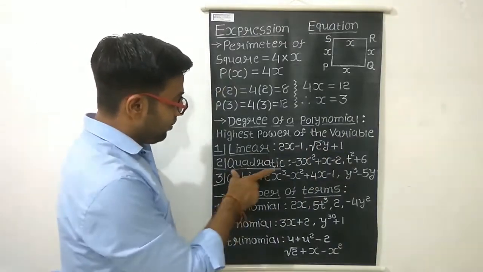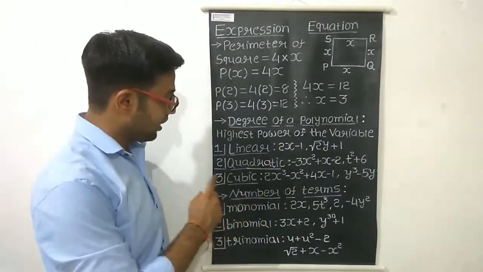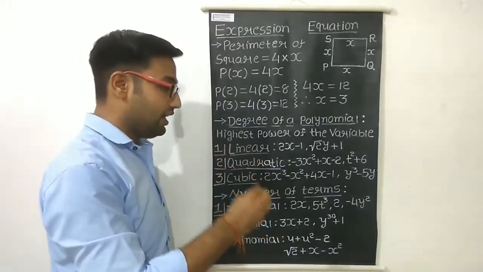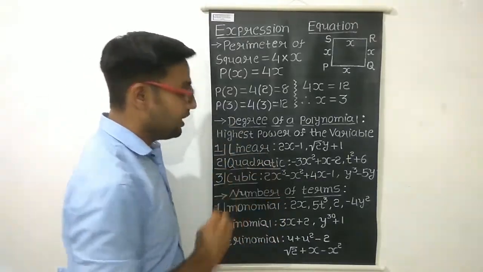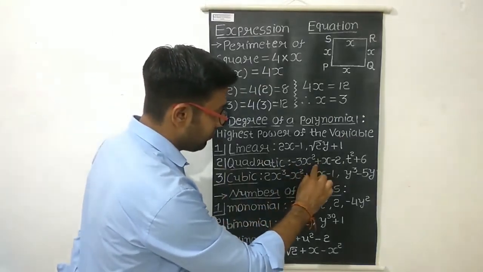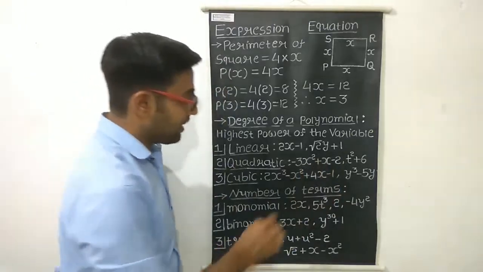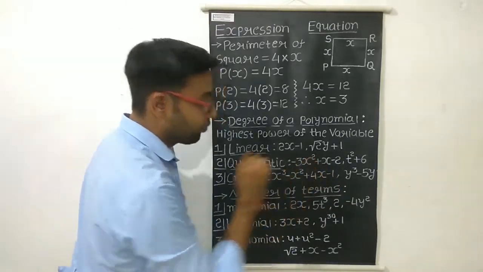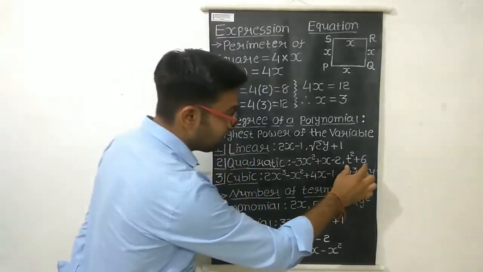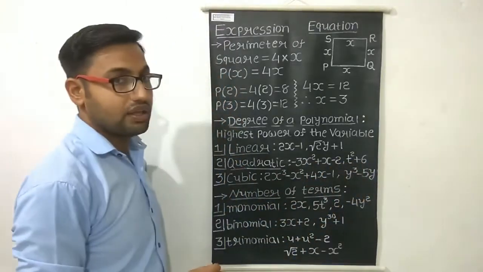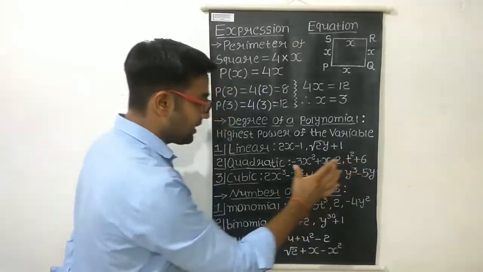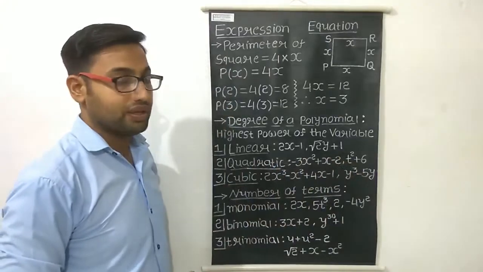Now, quadratic polynomial. What is called a quadratic polynomial? If the degree of a polynomial is 2, then that kind of polynomial is called a quadratic polynomial. See the examples. 3 minus 3x square plus x minus 2. The maximum power of variable x is 2. That is why the degree of this polynomial is also 2. Another example is t square plus 6. The maximum power of the variable is 2. That is why these two are examples of quadratic polynomials.